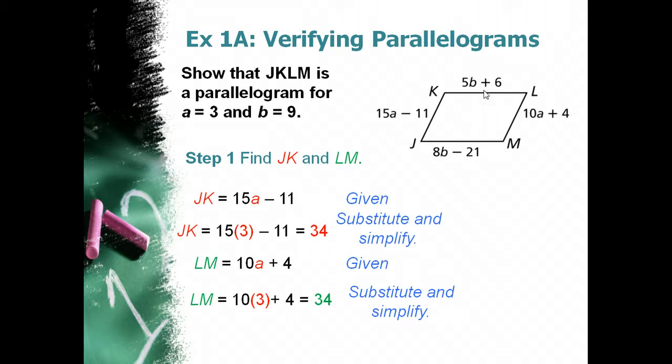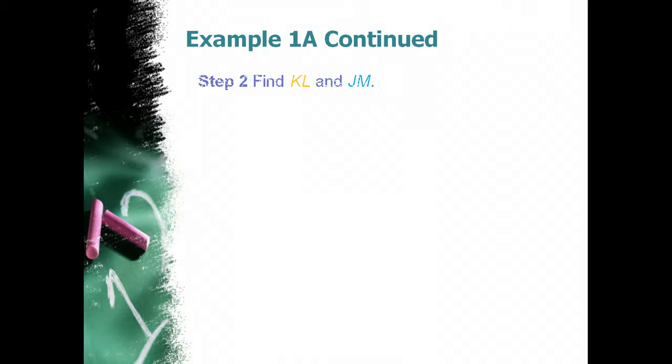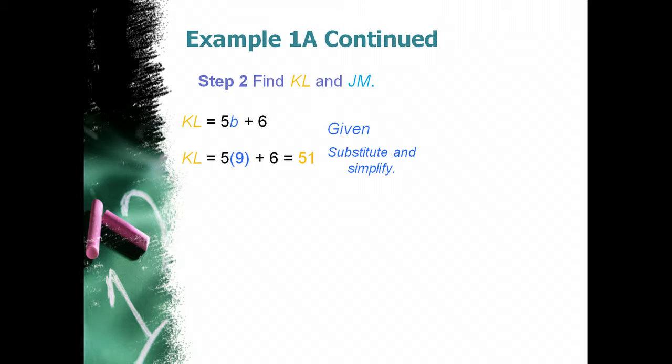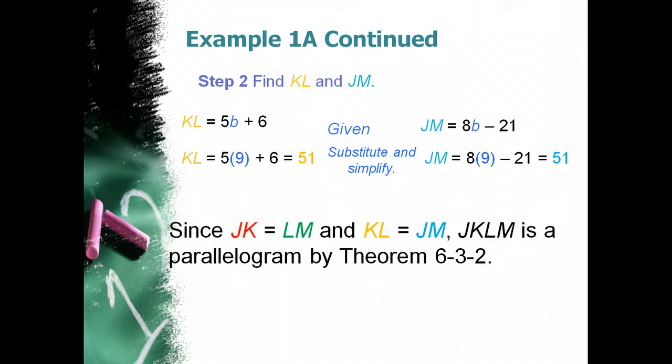Then we want to compare KL and JM. We use what's given and then substitute and simplify. KL is 5B plus 6. Substituting in, we get 51. JM is 8B minus 21. If we substitute and simplify, we get 51. Since JK and LM and KL and JM are equal, then JKLM is a parallelogram by Theorem 6.3.2.